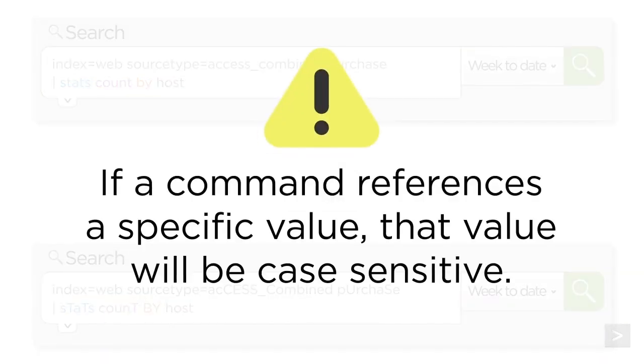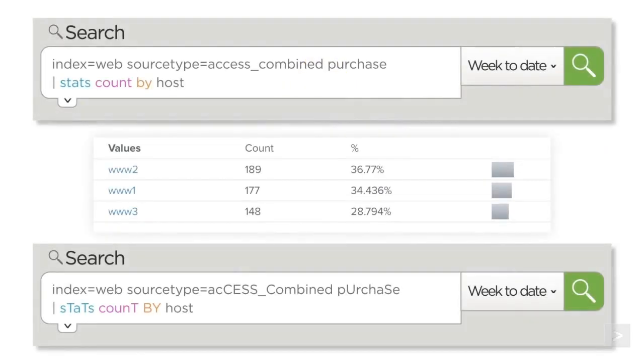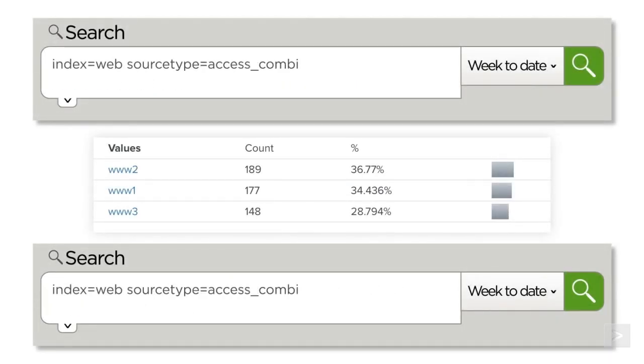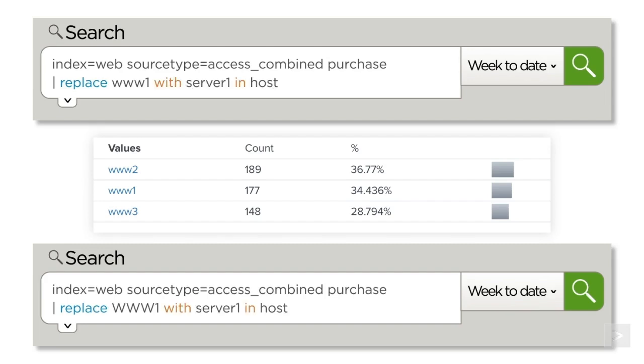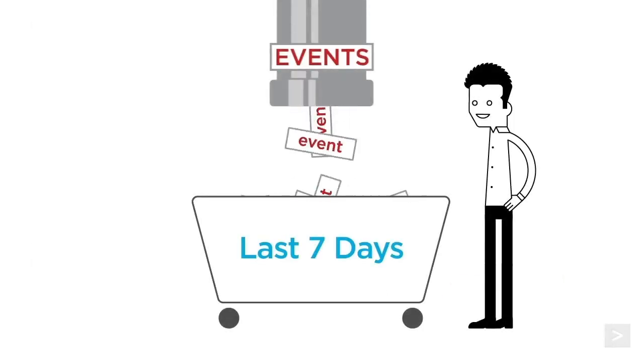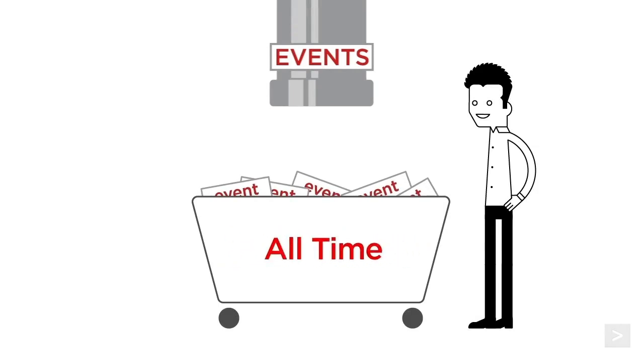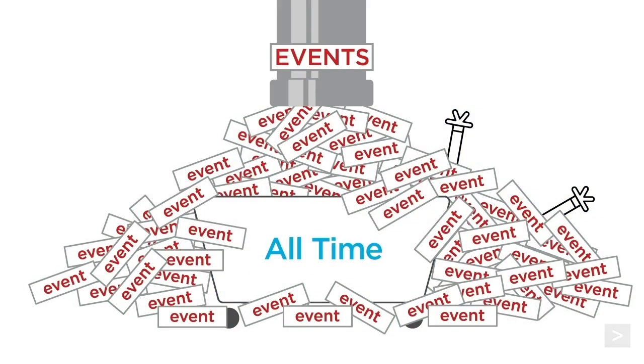If a command references a specific value, that value will be case sensitive. As an example, if we want to replace one of our host values using the replace command, it's required that the host value be an exact match, including case. Using time to limit the events returned is the most efficient way to filter events. The less data you have to search, the faster Splunk will be.